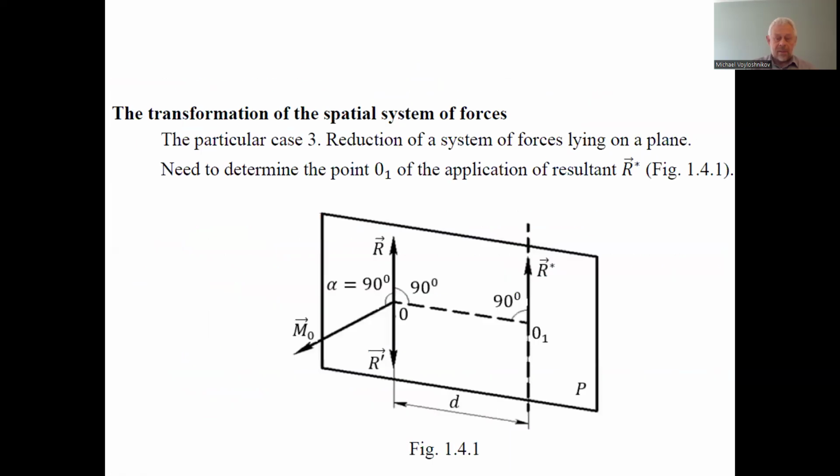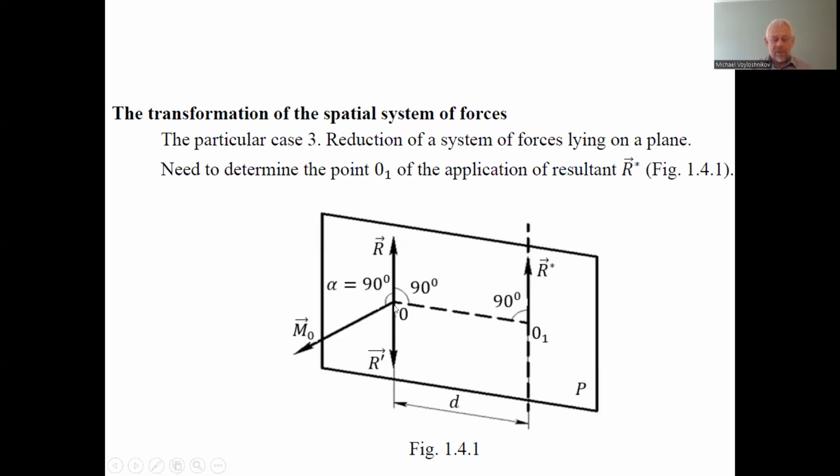The next is transformation of the special system of forces. The case number 3, reduction of a system of forces lying on the plane. First of all, we need to determine the point O1. So we have the system of forces, which is characterized by the resultant force R and the main moment M0. We need to find the pair of forces which satisfies the main moment M0.